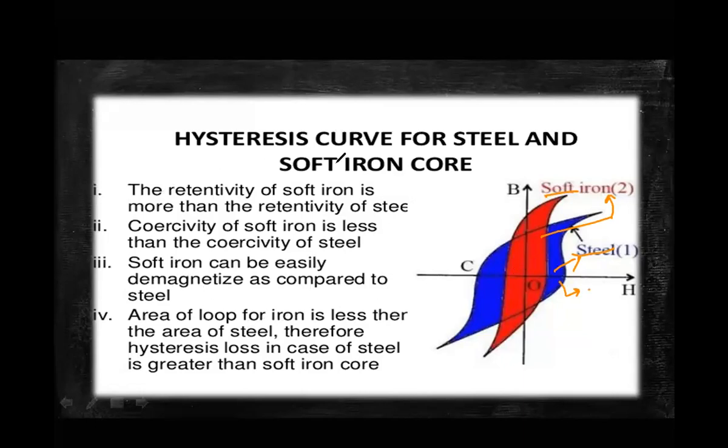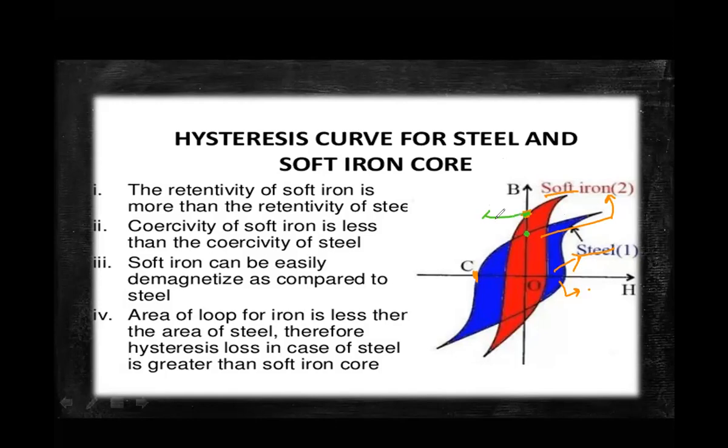So which material has more retentivity, which material has more coercivity? You should be able to understand this. We already discussed, this point we call retentivity, and this point we call coercivity. So which material has more retentivity? Soft iron has more retentivity. The blue one is steel, so steel has a low retentivity compared to the soft iron.